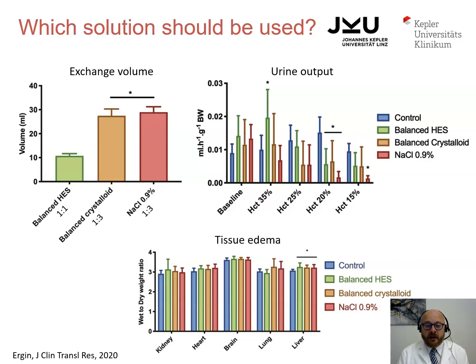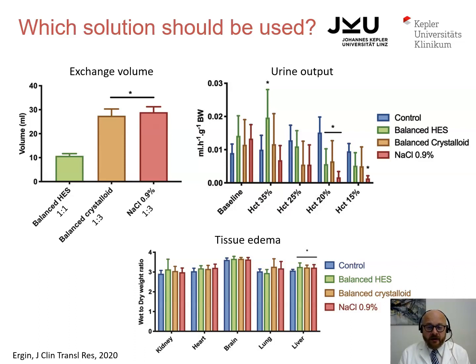So in earlier days, hydroxyethyl starches were the way to go. Nowadays, it seems as if we can use especially balanced crystalloids in the ratio 1 to 3, but we will see what the future brings here.